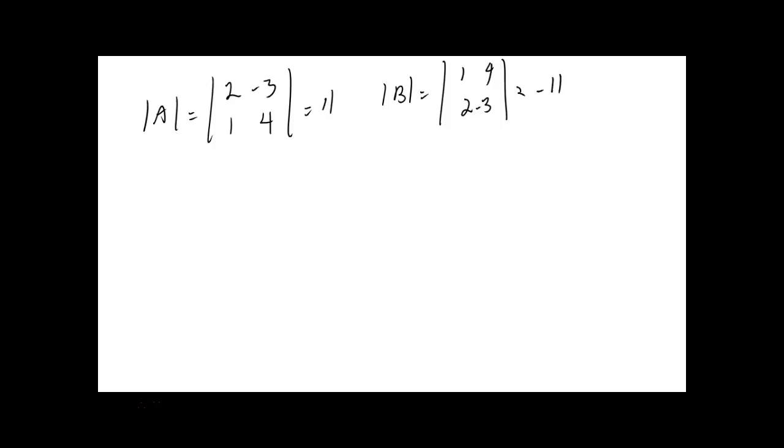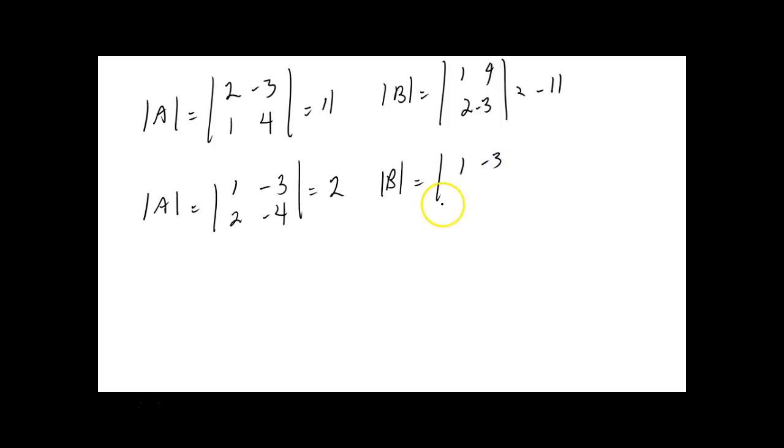Now, let's look at the B example here. Here is determinant of A. Why they couldn't have used the same one, I don't know, but they just wanted me to write again. 1, -3, 2, -4. What's the determinant of that one? 2. Okay? Now, let's do the determinant of B, which is 1, -3, 0, 2.